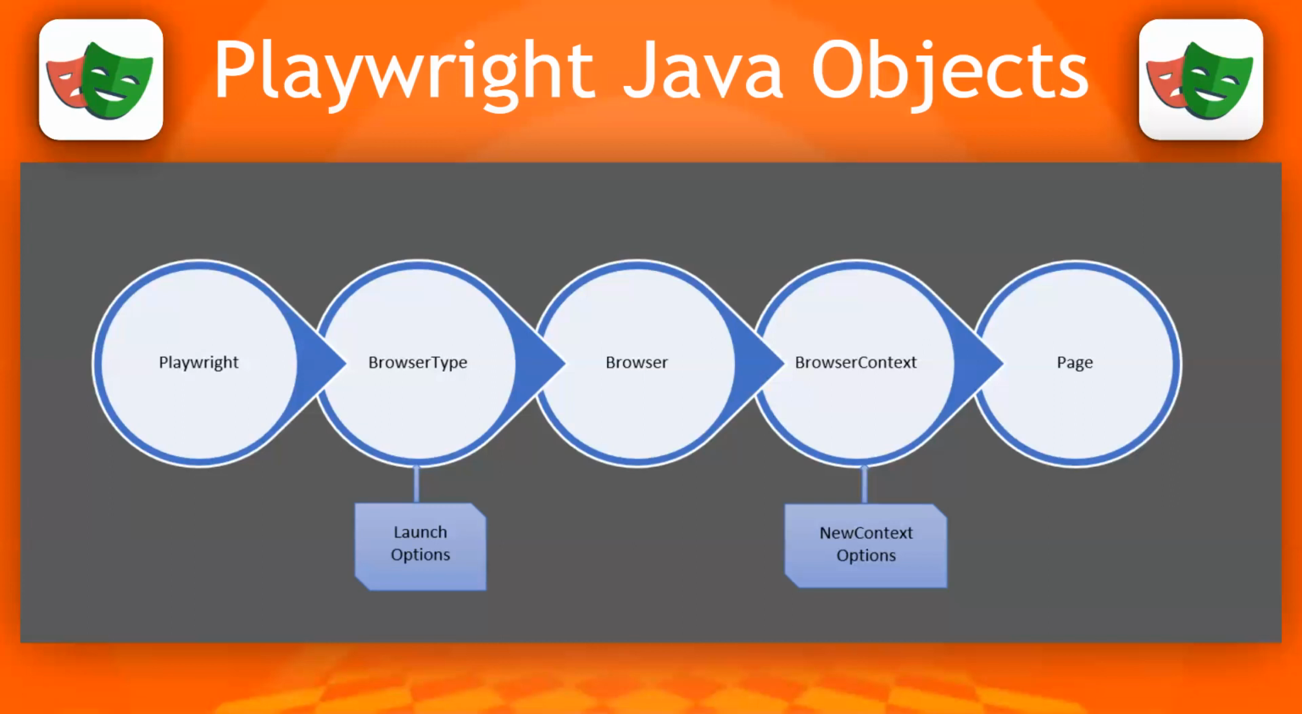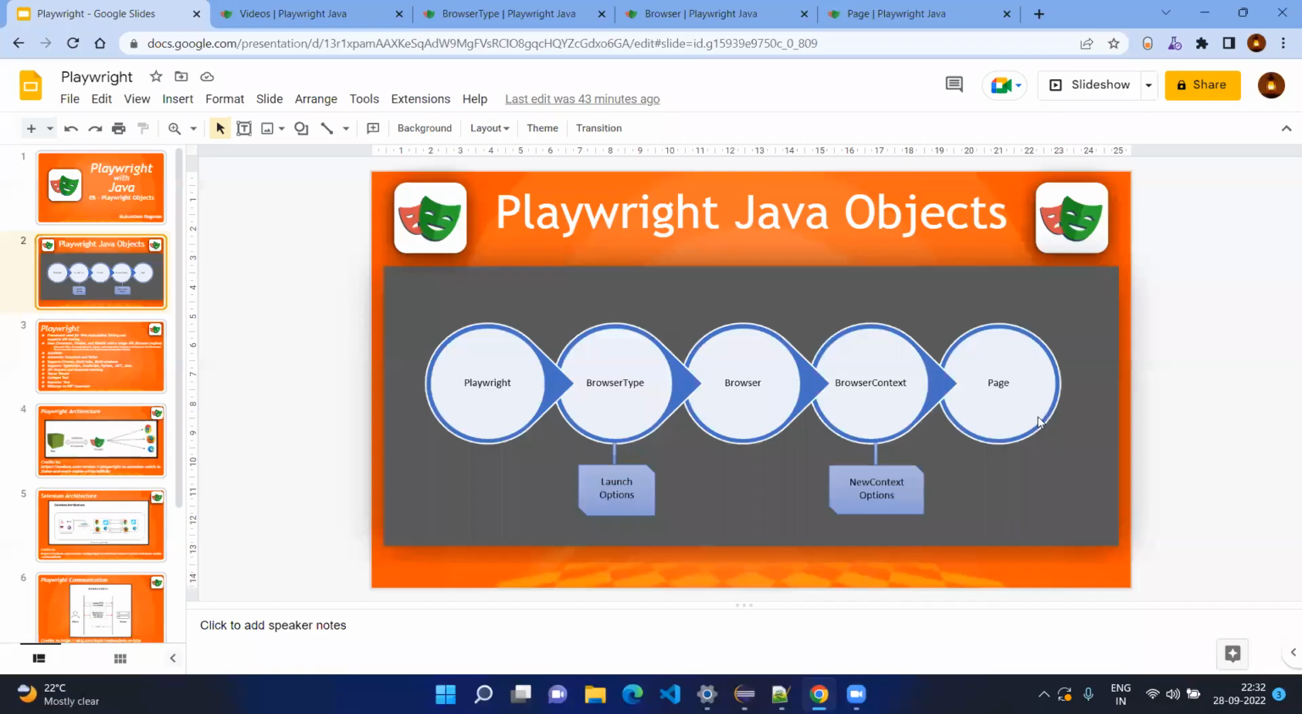Now with the browser context, we will move to the page object. With the page object, you can navigate to different URLs and do the different automation activities there. The simple flow will be like Playwright, browser type, browser, browser context, and page. Launch options and new context options are used based on different requirements. We will try to create the same thing in our Eclipse code now. Let's go into Eclipse.